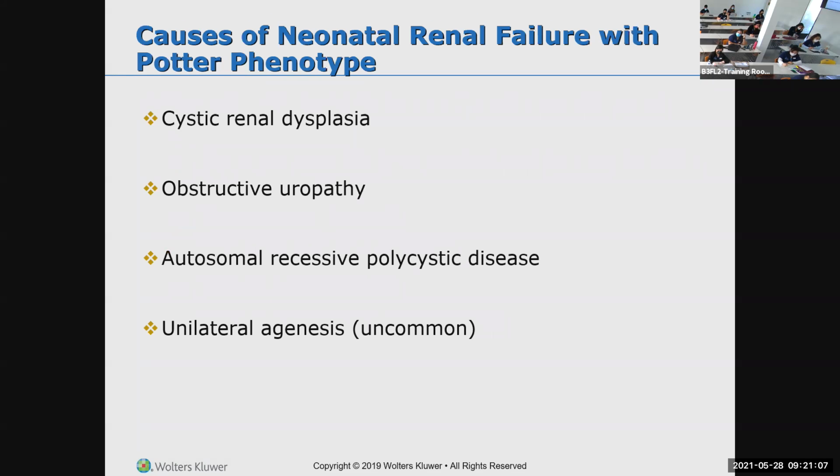So the causes of neonatal renal failure with Potter syndrome may be cystic renal dysplasia, obstructive uropathy, autosomal recessive polycystic disease, and unilateral agenesis, which is uncommon, has to be bilateral.